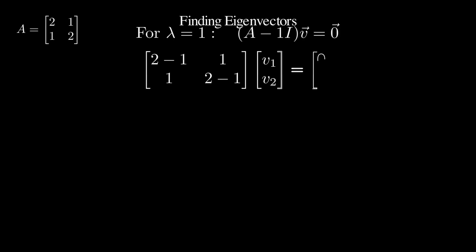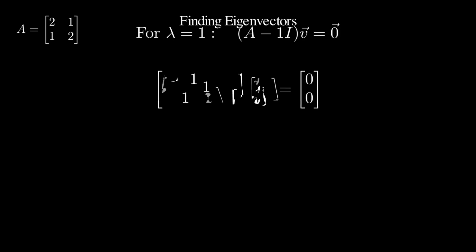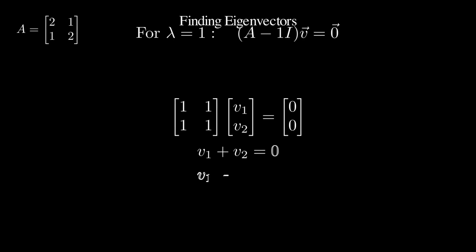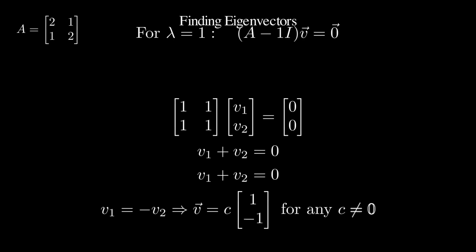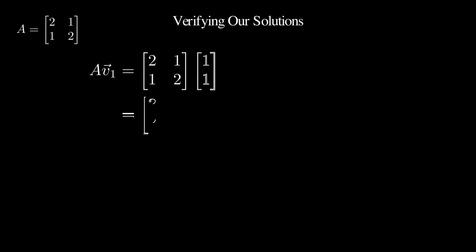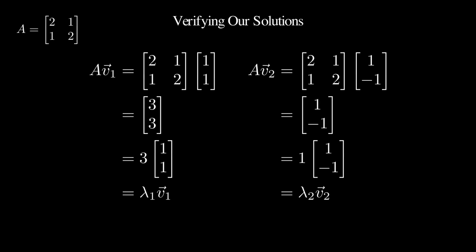Again, we get a homogeneous system. After simplification, we get a single independent equation. Solving this, we find that v1 equals negative v2, giving us the eigenvector direction of 1, negative 1. Let's verify our solutions by checking that A times v equals lambda times v for each eigenvector.